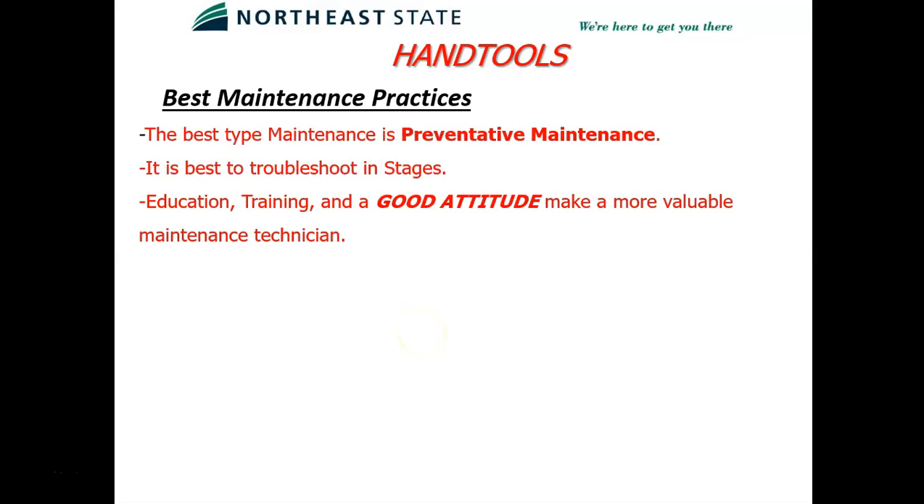So best practice, best maintenance practices: the best type of maintenance is preventative maintenance. And that is opposed to reactive maintenance, which is repair it when it tears up. Preventative maintenance is trying to do steps along the way to prevent it from tearing up, like change your oil in your car. That's preventative versus letting your car run until the oil's nothing left, no viscosity left in it at all, and then it crashes your engine.